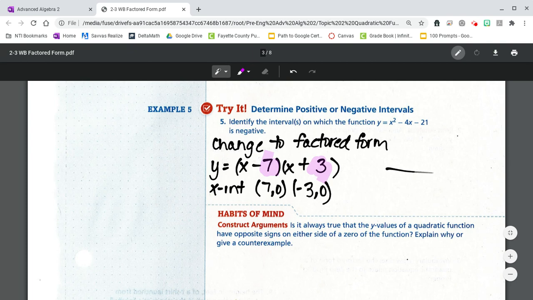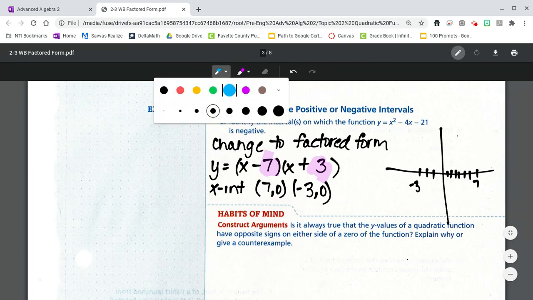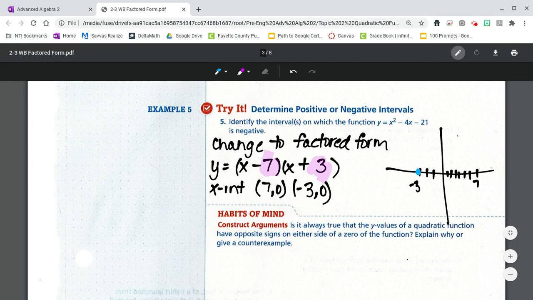So from that information, I'm going to sketch a graph of this parabola. So at negative 3, and then at 7, 1, 2, 3, 4, 5, 6, 7. It's a rough sketch. There's an x-intercept at negative 3 and an x-intercept at 7. Now, is my parabola going to open up or is it going to open down? Well, I look and see that the a value is positive. And since a is positive, my parabola opens up.